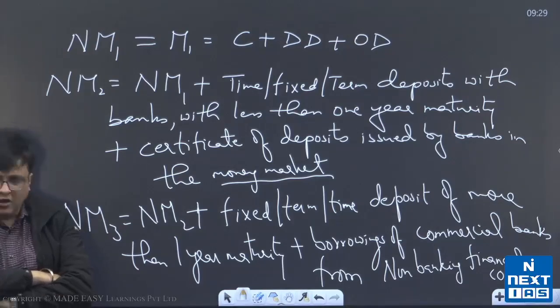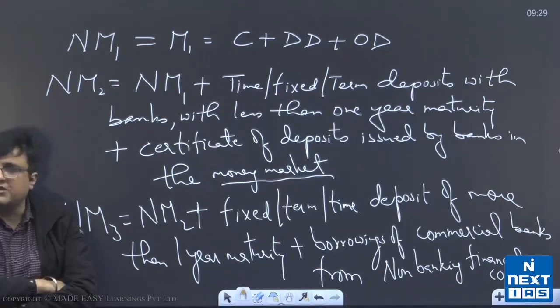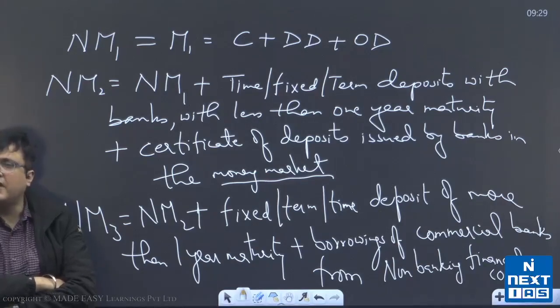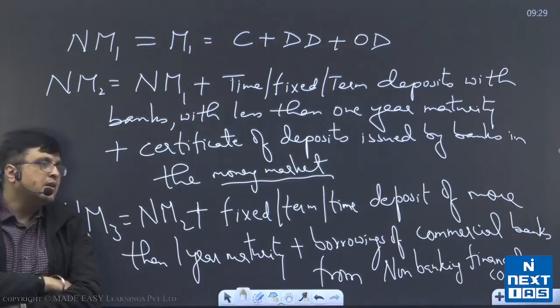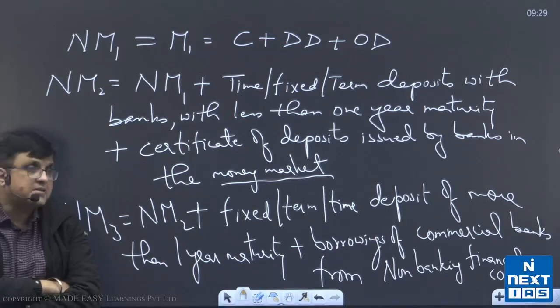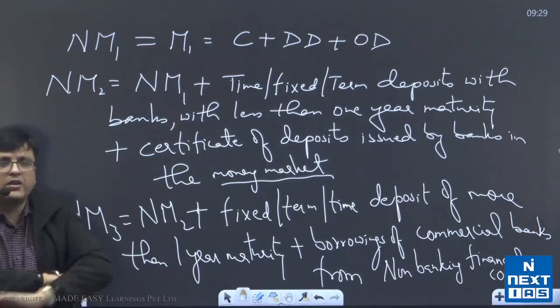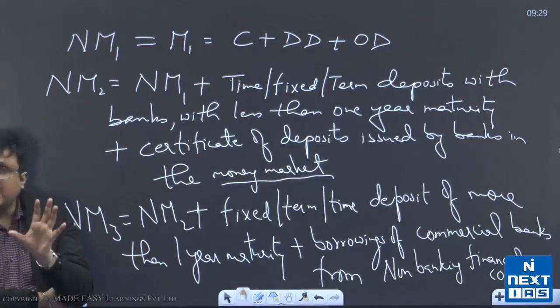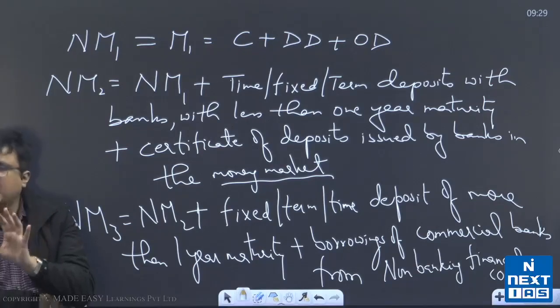All right. Now in your book I have given you a few more measures. They are called L1, L2 and L3. There is nothing new in them. You can read through that. For example, L1 is NM3 plus post office deposits with the banks, post office deposits in the economy. That is L1, liquidity measure 1. But they are not taken as monetary aggregates anymore. They are taken as liquidity measures.